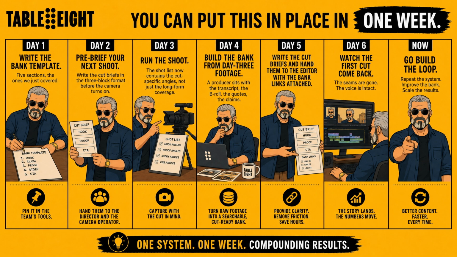Day 4, build the bank from the Day 3 footage. A producer sits with the transcript, the B-roll, the quotes, the claims. Day 5, write the cut briefs and hand them to the editor with the bank links attached. Watch the first cut come back. The seams are gone. The voice is intact. The editor is not exhausted. The numbers move. Now go build the loop.